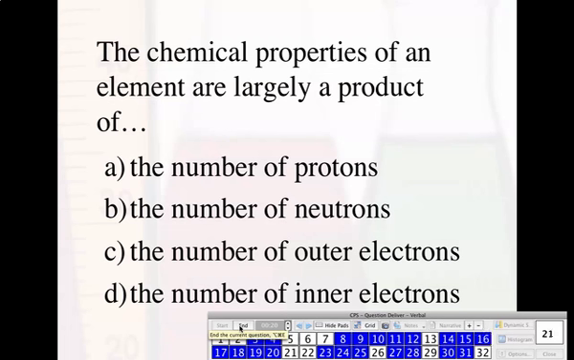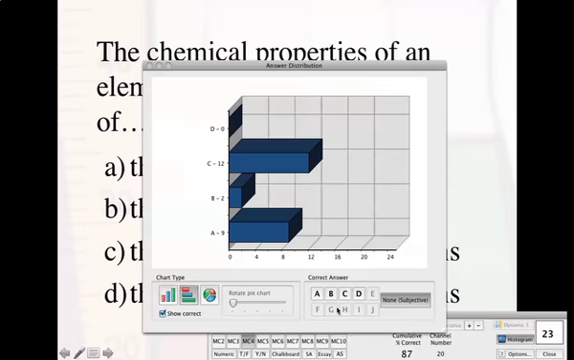Okay, a couple more to click in. So what's actually doing the reacting in a chemical reaction? It is C, the outer electrons. Fair portion of you got that.